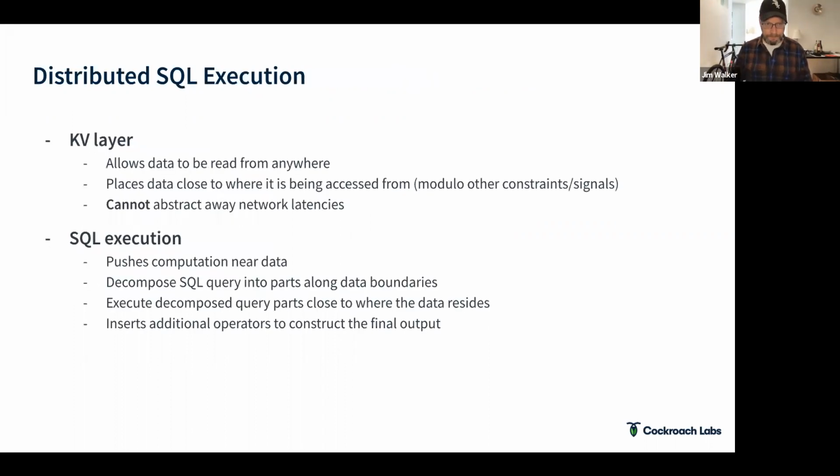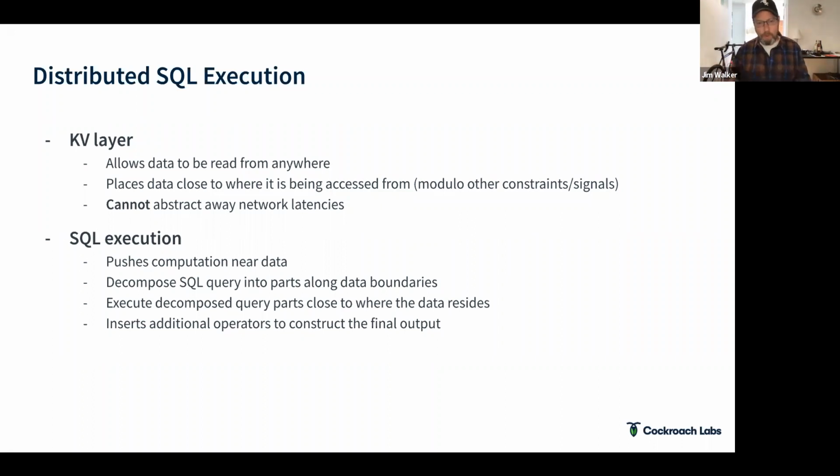So, okay, distributed SQL execution. What we're doing here is the KV layer allows us to read data from anywhere, right? And allows us to put things in the right places. But I can't abstract network latencies out of that, right? And so that's kind of unique to us. What we do is we could push SQL execution down. I'm very familiar with the Hadoop thing. I worked at a company called Hortonworks a long time ago. And I'm pretty familiar with MapReduce and kind of how that works.